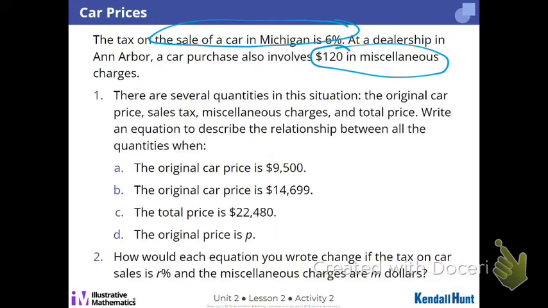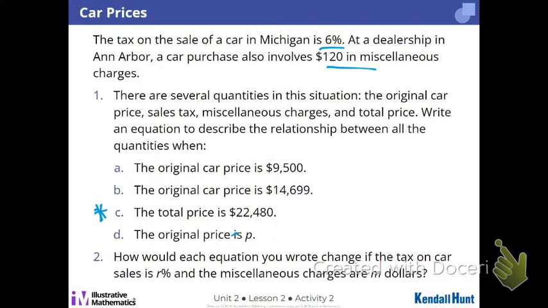Because a lot of times at a dealership, you'll leave with a license plate, and that costs money too. So this dealership in Ann Arbor, it's in Michigan. So again, 6% sales tax and $120 in fees get added on to the sticker price. So it's your job to answer A, B, C, and D of what the totals are, but make sure you read C carefully, actually. You're going to write the equations that represent those situations.